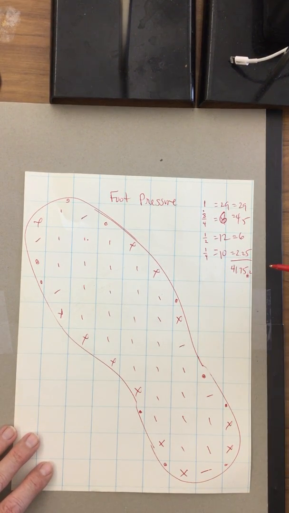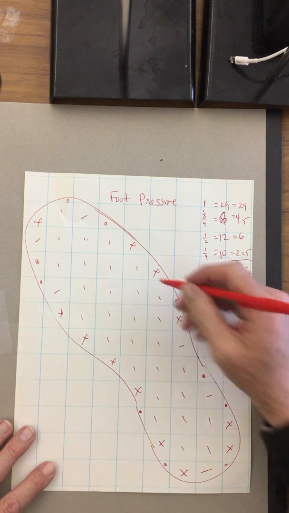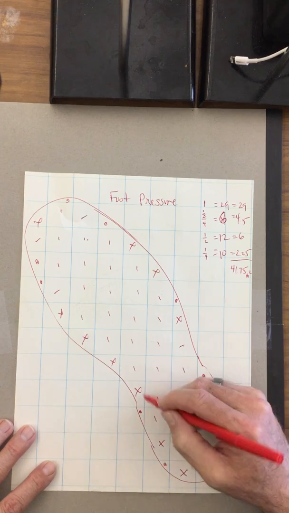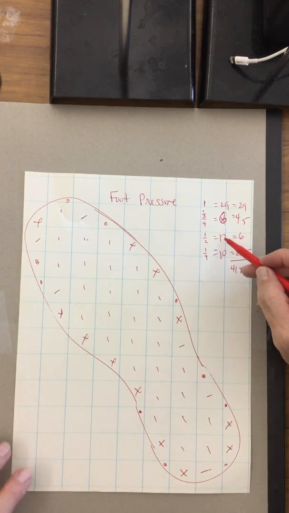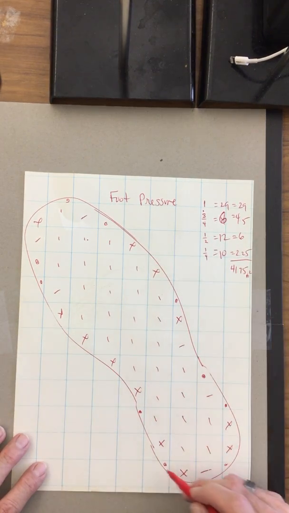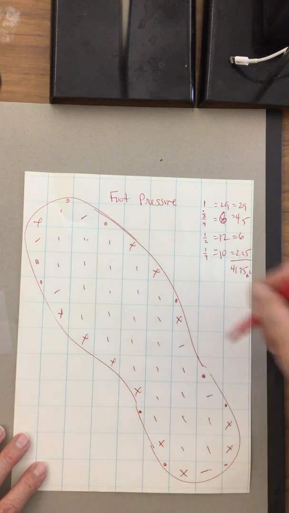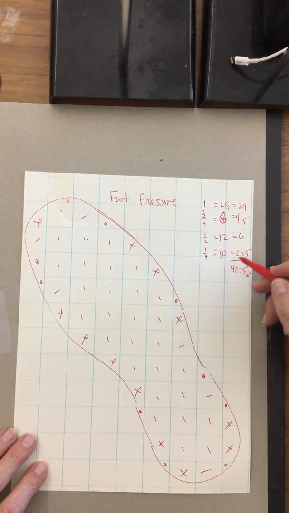I then went around and counted the half squares, and the half squares I did with the X's here. Okay, those are about half squares, and I counted about 12 half squares. And then I went around with the dots and counted the quarter squares.